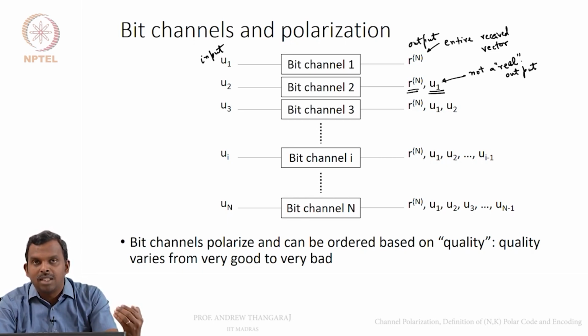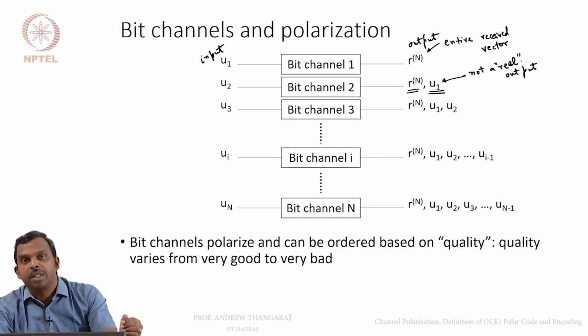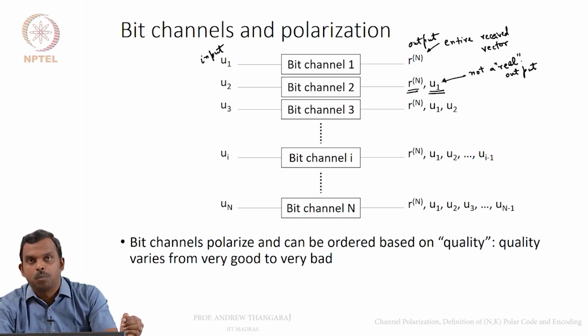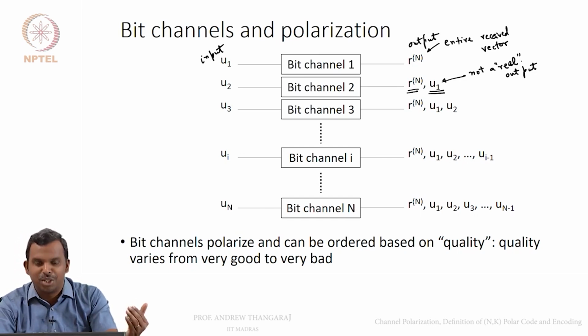But at this point I am defining the second bit channel as input U2 and having output as the entire received vector and the previous bit U1 as one of the outputs. Okay, it's just a definition.